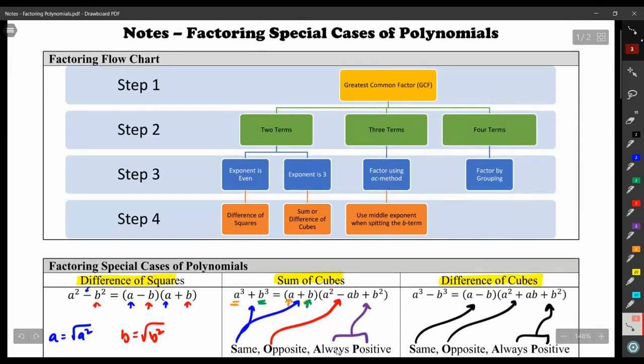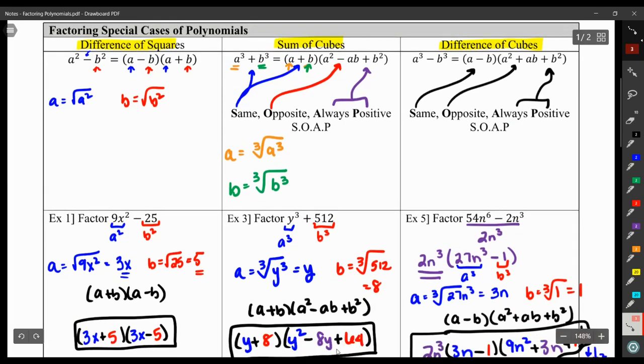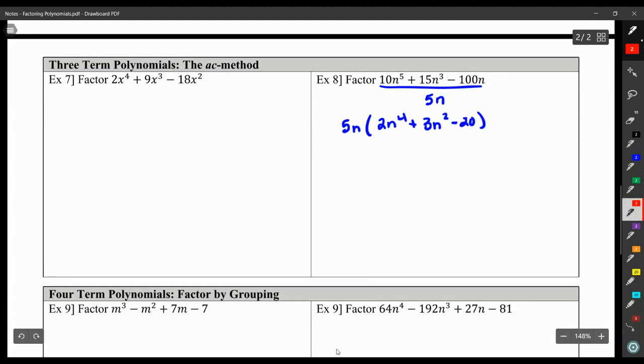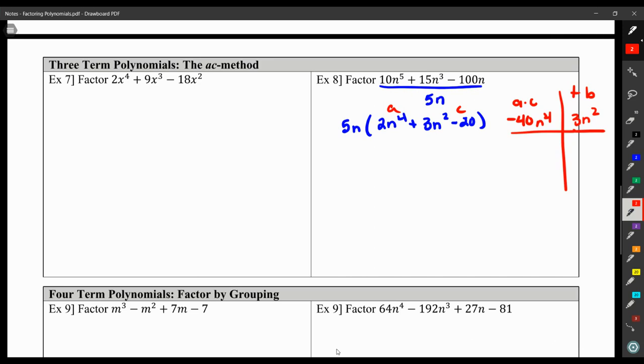So according to our formula chart, if there are 3 terms left over, we're going to factor using that AC method. And we're going to use the middle exponent when we split apart b at the end. So the AC method says that we should multiply a and c together. So a times c gives us negative 40n to the 4th, not x, sorry. And we have to add up to be the middle term, which is 3n squared. So a little different because now we have some different variables and exponents here. But the process remains the same. We need to find 2 numbers that multiply to be negative 40n to the 4th and add to be 3. So to multiply to a negative number, I know I need a negative number and a positive number.